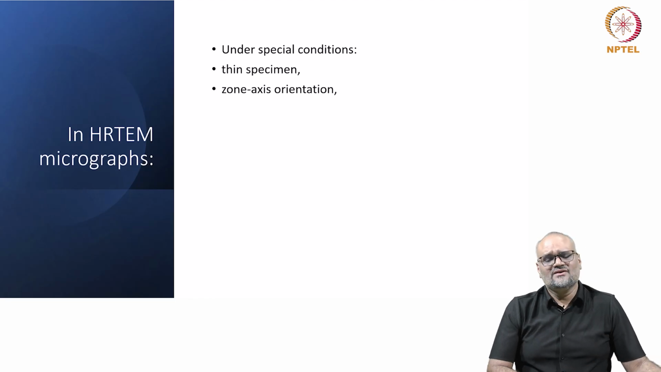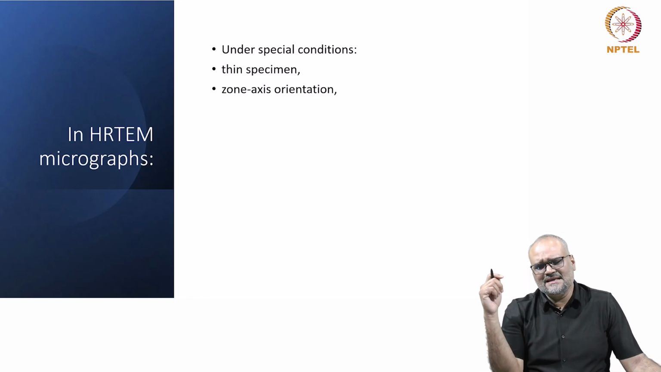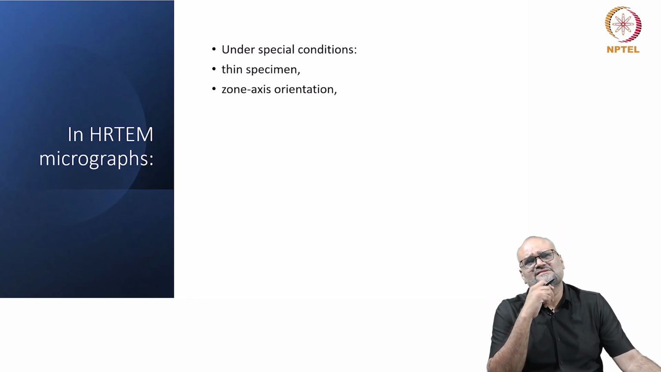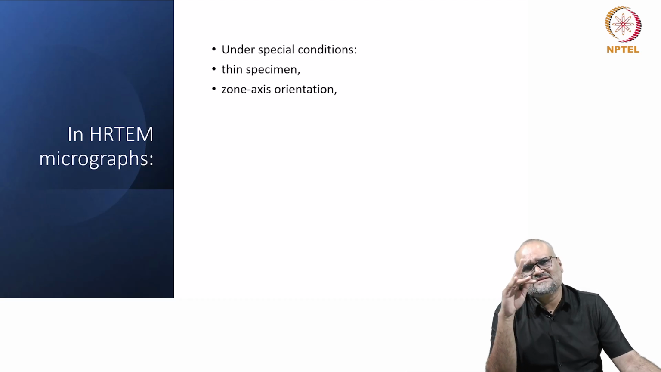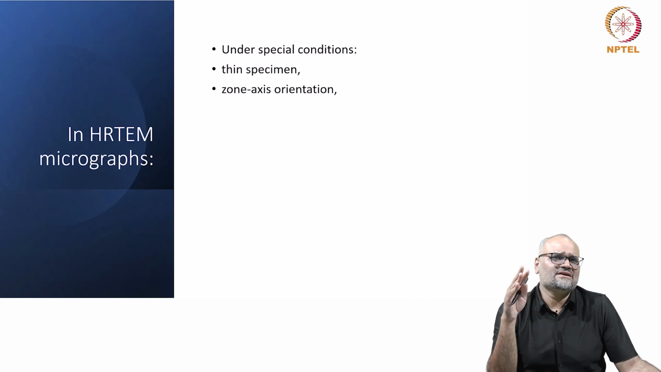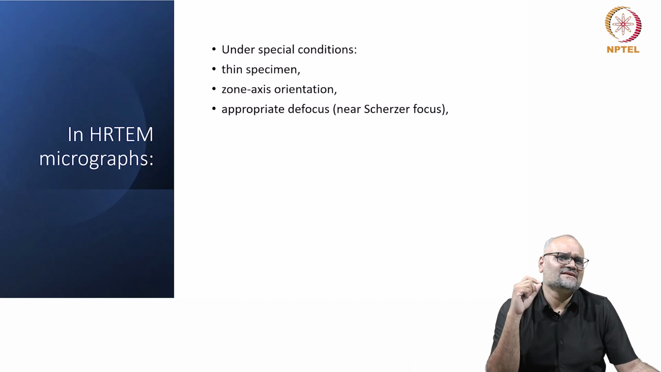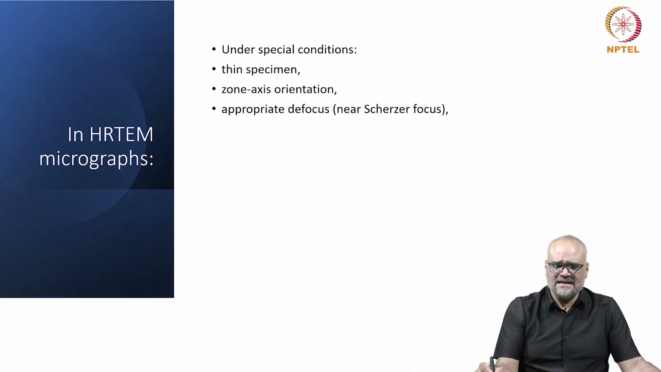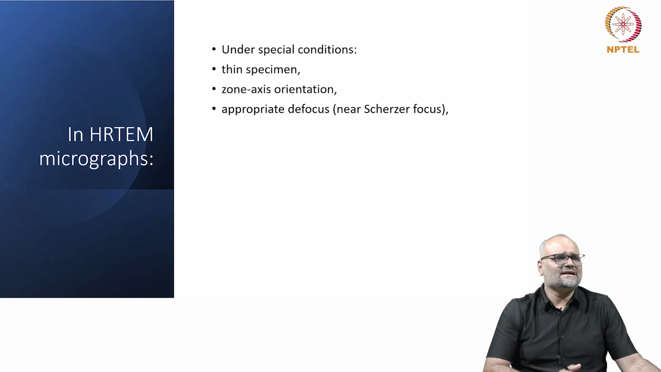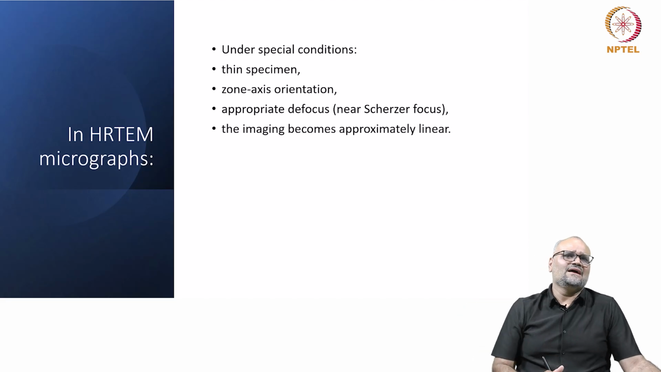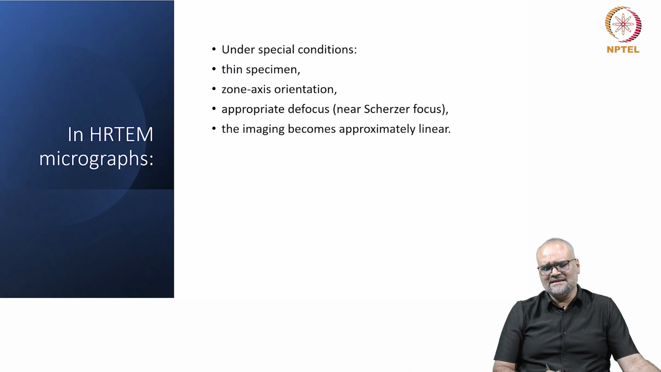And we also saw the Scherzer defocus, where the differential of the lens aberration function was equated to 0, and we obtained the Scherzer defocus. When you are near the Scherzer defocus, you get the ideal contrast, and the imaging in such a case becomes approximately linear. So what do I mean by this linear?